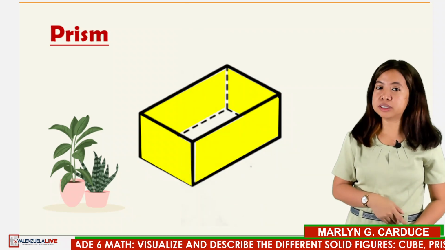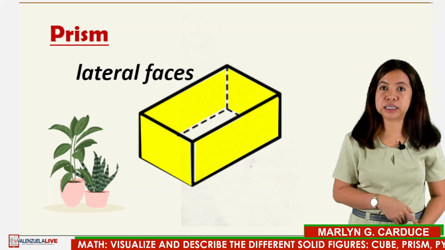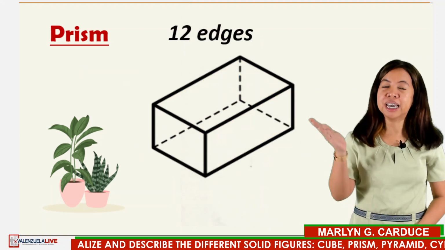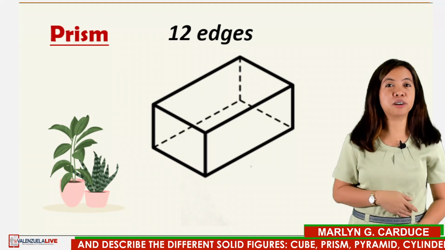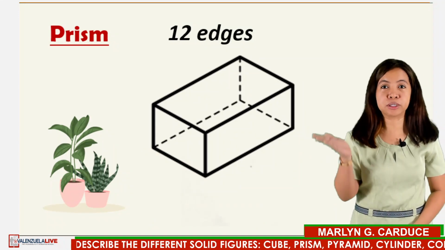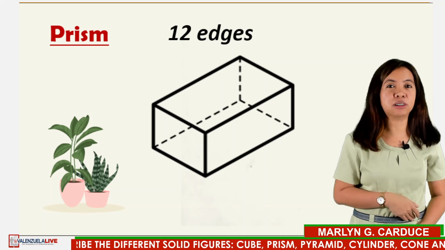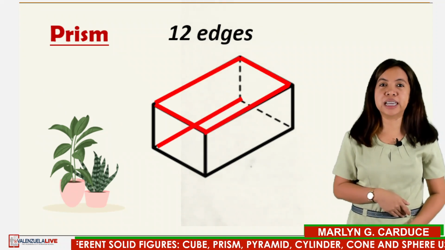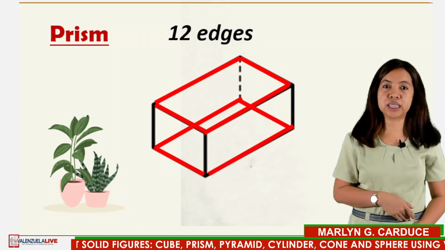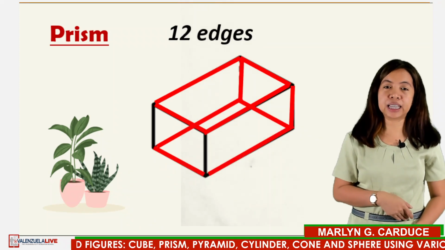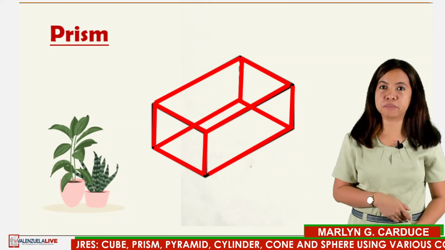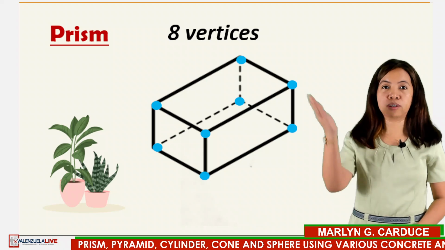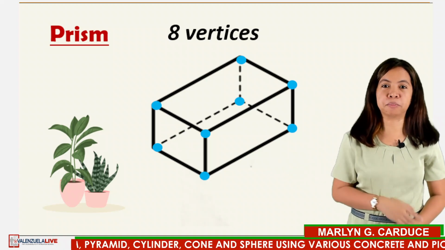A prism is also named according to its bases. But before that, let's discuss first the number of edges and vertices of this prism. This prism has a total of 12 edges: 1, 2, 3, 4, 5, 6, 7, 8, 9, 10, 11, and 12. And it also has a total of 8 vertices, 4 at the top and 4 at the bottom.